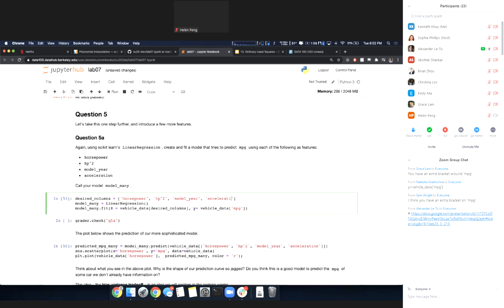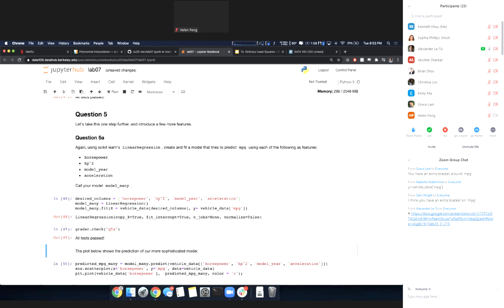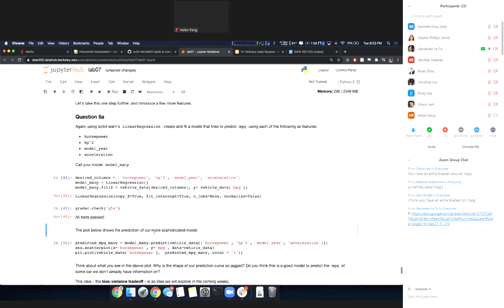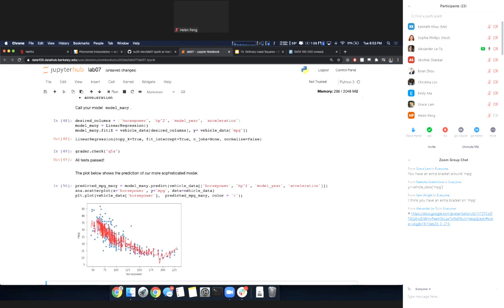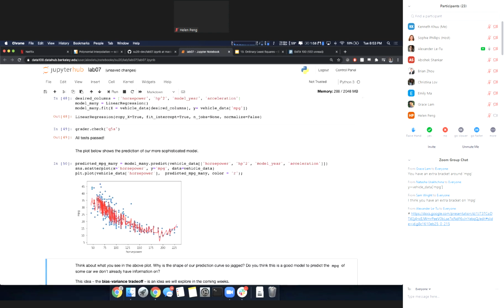Acceleration, typically a higher acceleration is probably an indicator of lower miles per gallon. Physics and whatnot. So let's give that a go. And autograder says we're good to go. So now let's go ahead and plot what we're seeing here. Cool. So this is definitely a more accurate model than we saw before, but it comes at a price.